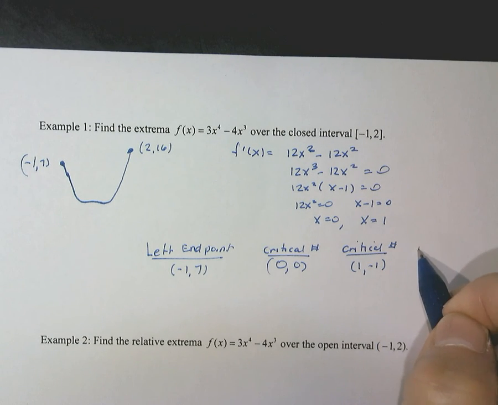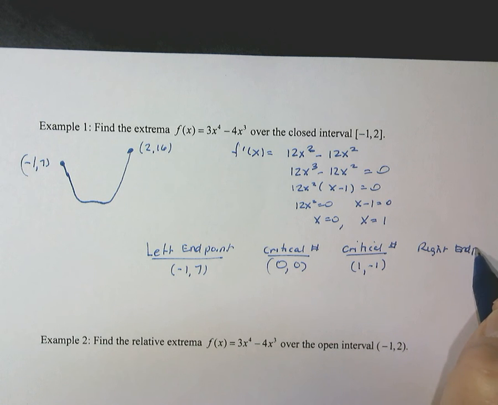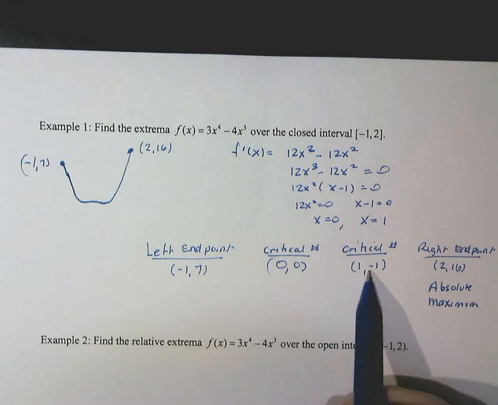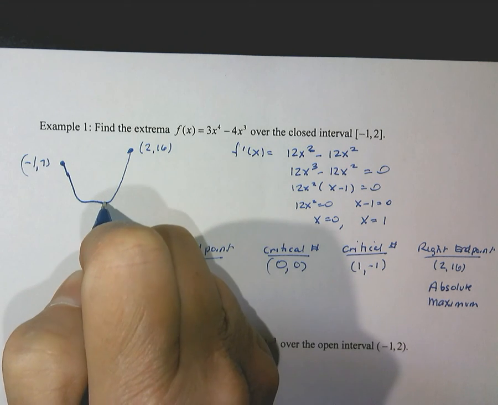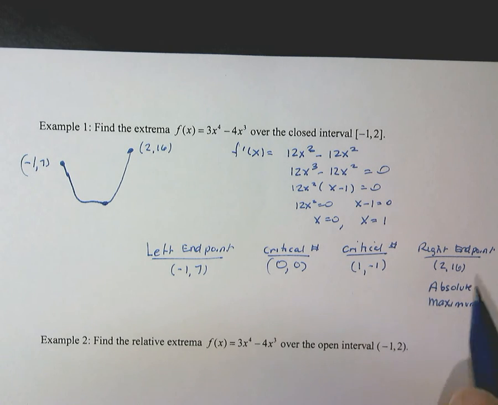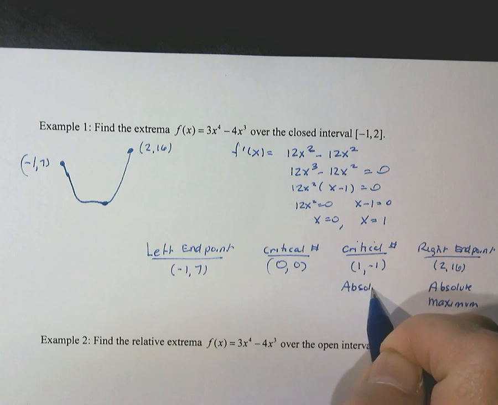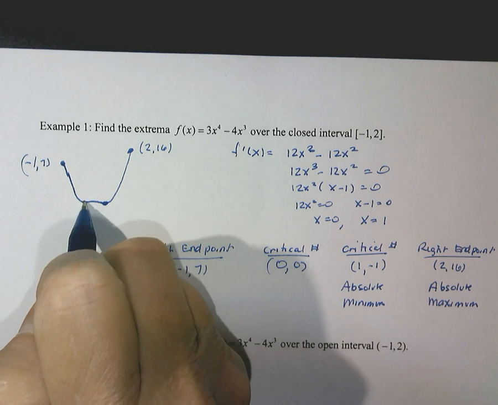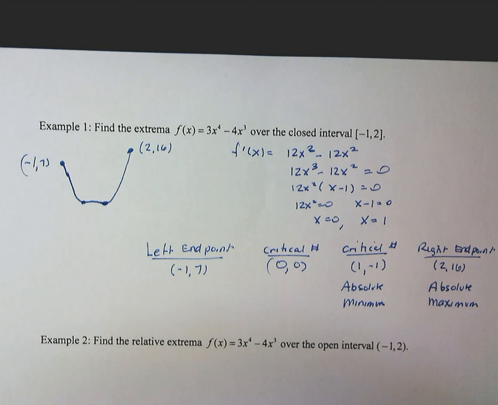And then I check my right endpoint, and that's this point here. I get the point 2, 16. So what happens is this point, 2, 16, is going to be my absolute maximum. This point here, 1, -1, is going to be my absolute minimum. 0, 0 is here, so it's a relative minimum, and -1, 7 is absolutely nothing. It's just an endpoint.